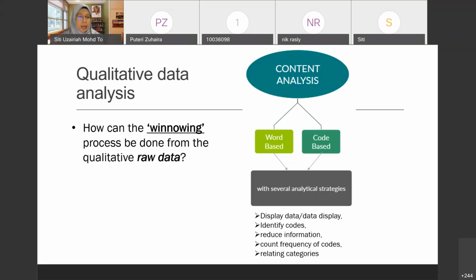You may, in the first round, seek information, and then a second round, and then a third round. It's not that you easily look at your data and get the information. So this is called the winnowing process. And how can this winnowing process be done? In basic principle, it can be done using content analysis. So how are you going to analyze this qualitative data? We analyze the content.